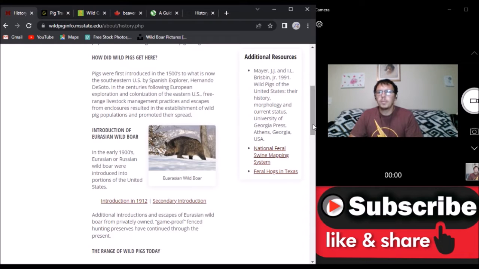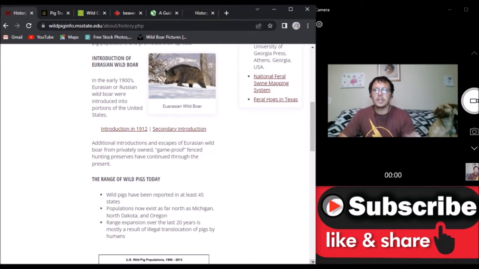How did pigs get here? Pigs were first introduced in the 1500s to what is now the southern U.S. by Spanish explorer Hernando de Soto. In the centuries following European exploration and colonization, in the eastern U.S., free-range livestock management practices and escapes from enclosures resulted in the establishment of wild pig populations and promoted their spread. Introduction of Eurasian wild boar. In the early 1900s, Eurasian wild boar were introduced into portions of the United States. Additional introductions and escapees of Eurasian wild boar from privately owned game-proof fenced hunting preserves have continued through the present, expanding the range of wild pigs today.